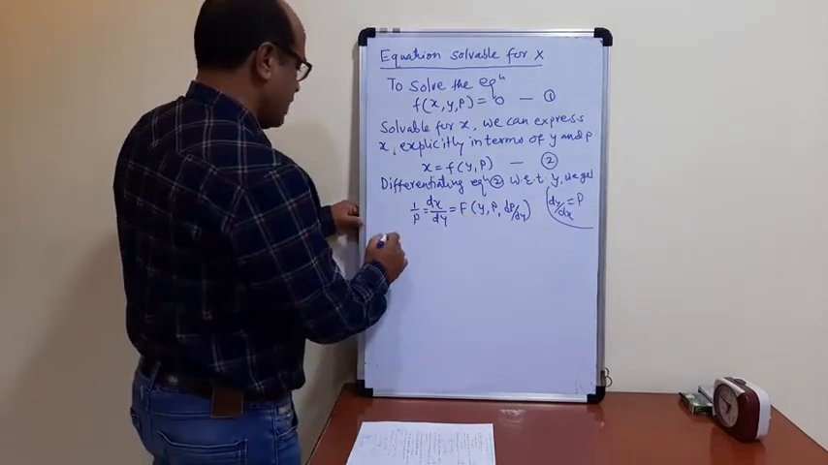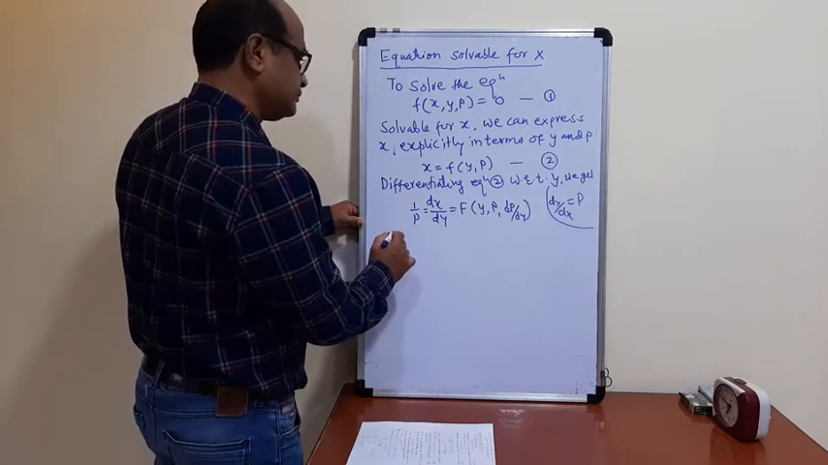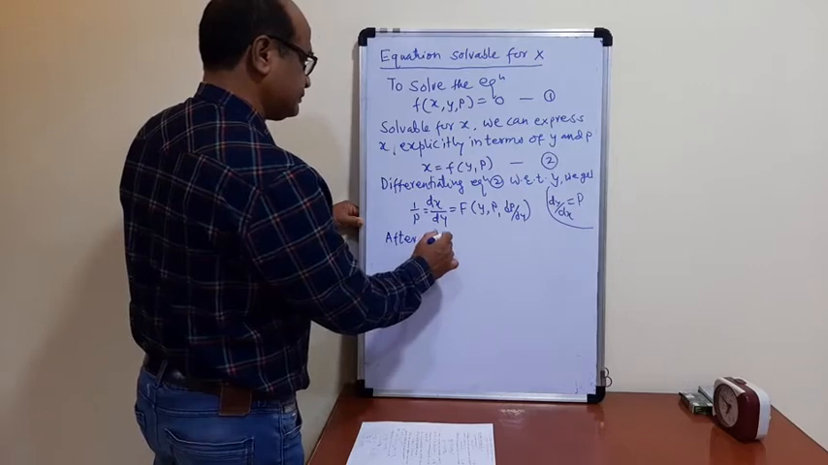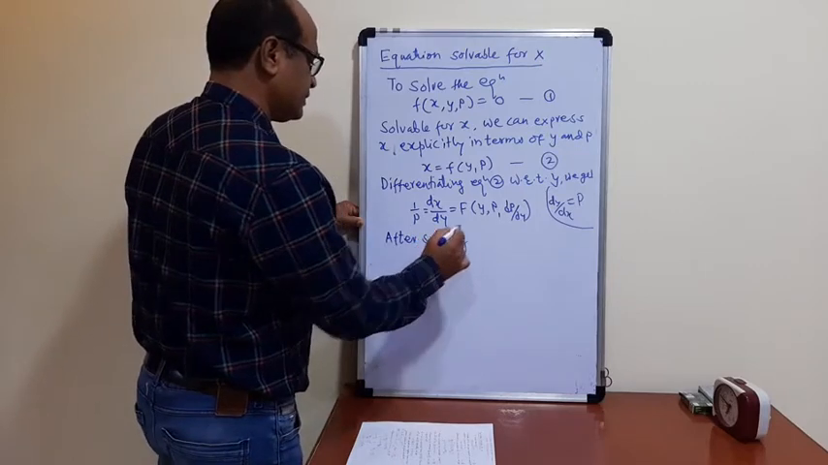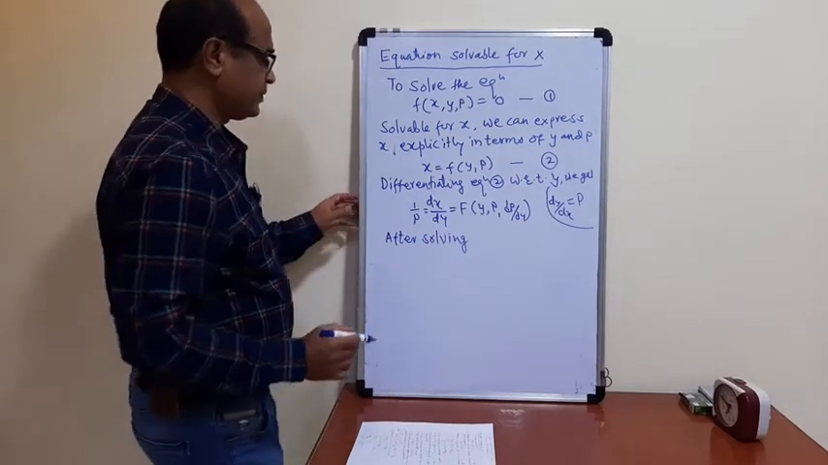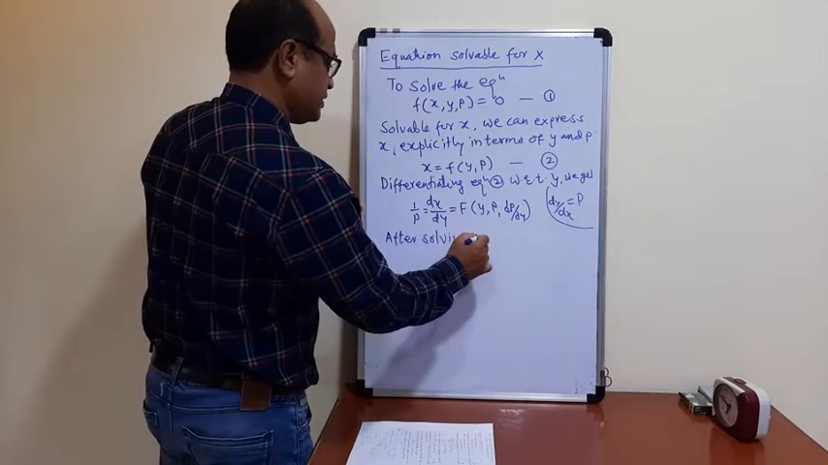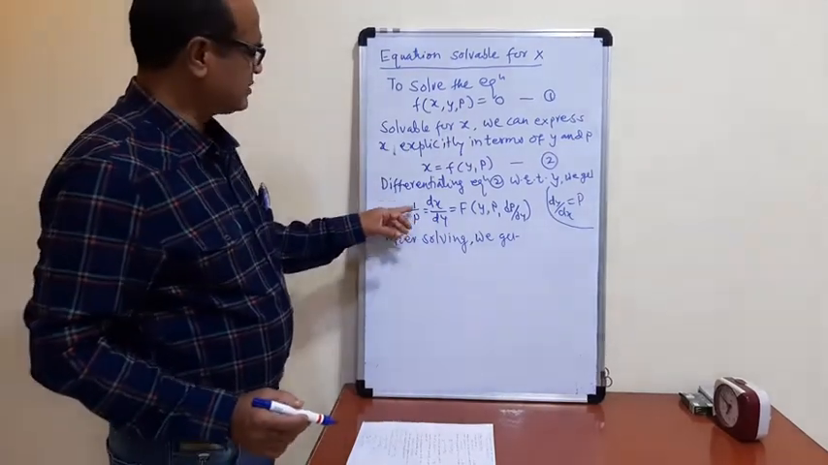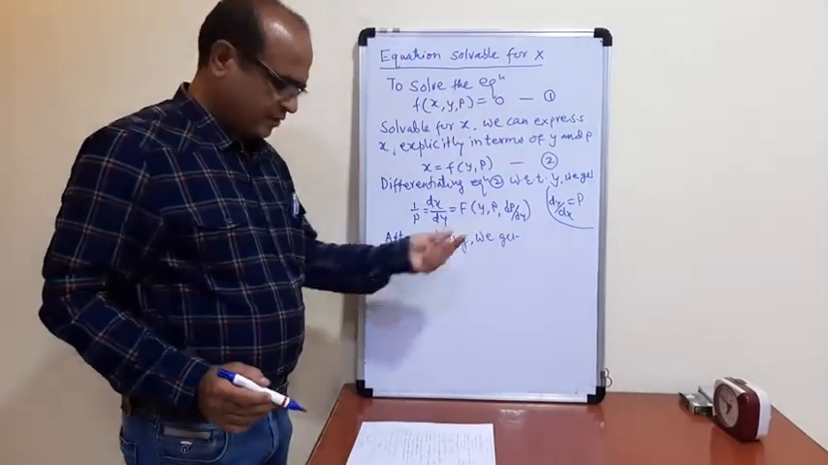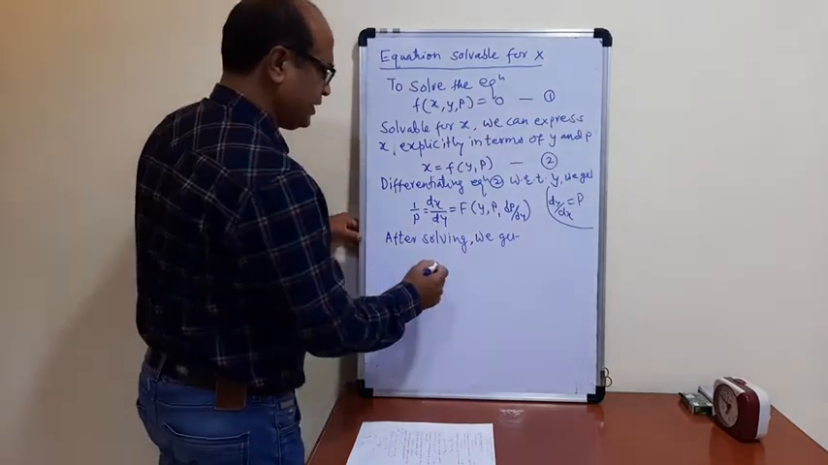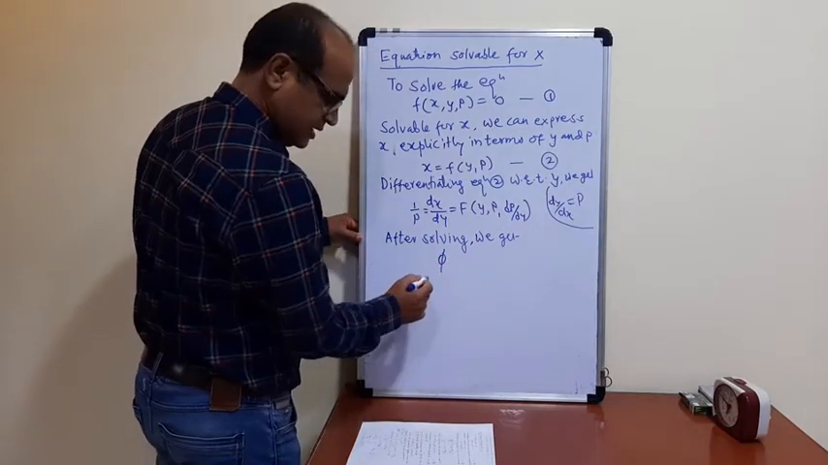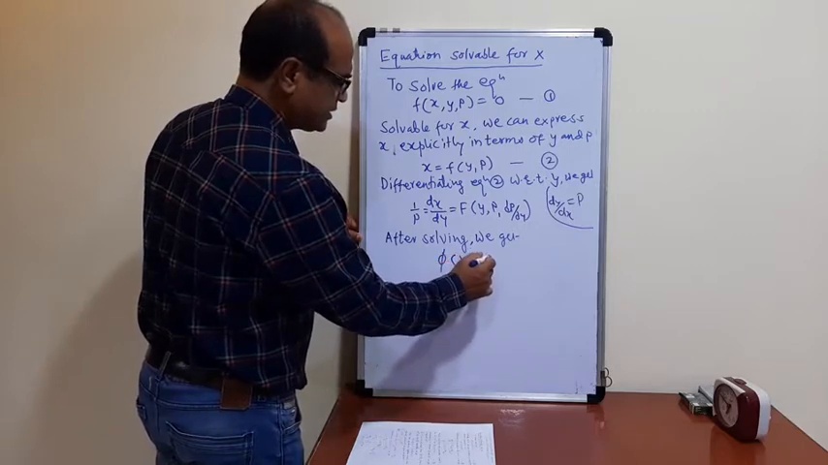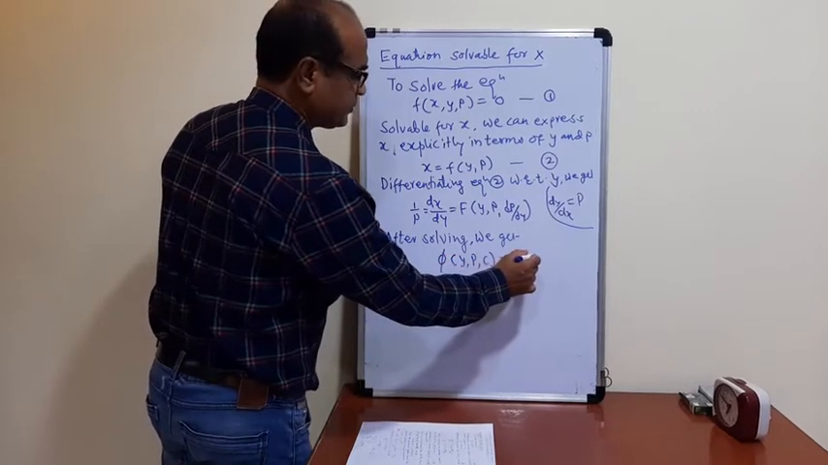Okay. After solving, we get. So solve this equation. So 1 upon p is equal to this. We get the solution here. We get phi of something, y, p and integrating constant c is equal to 0. So this is equation number 3.